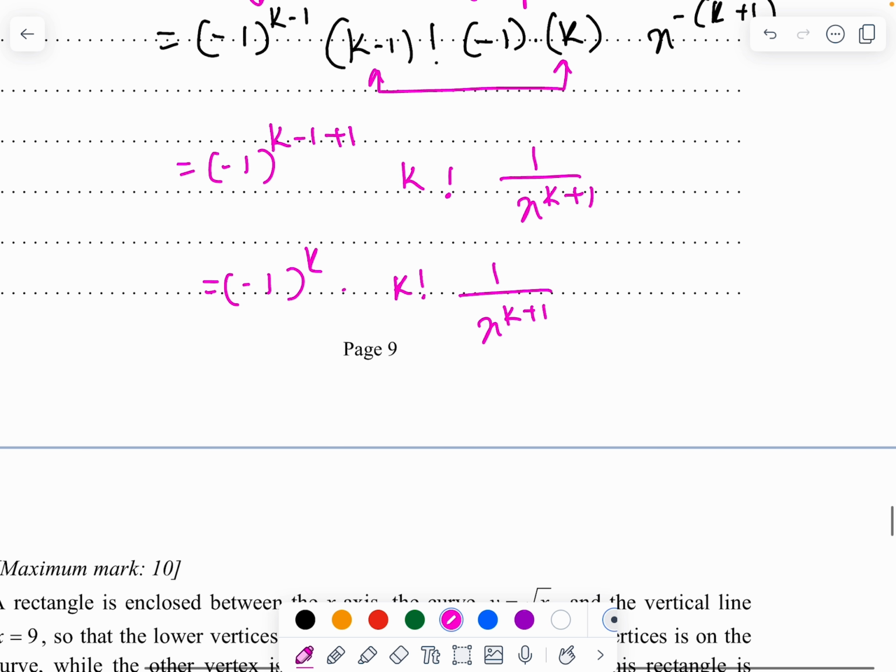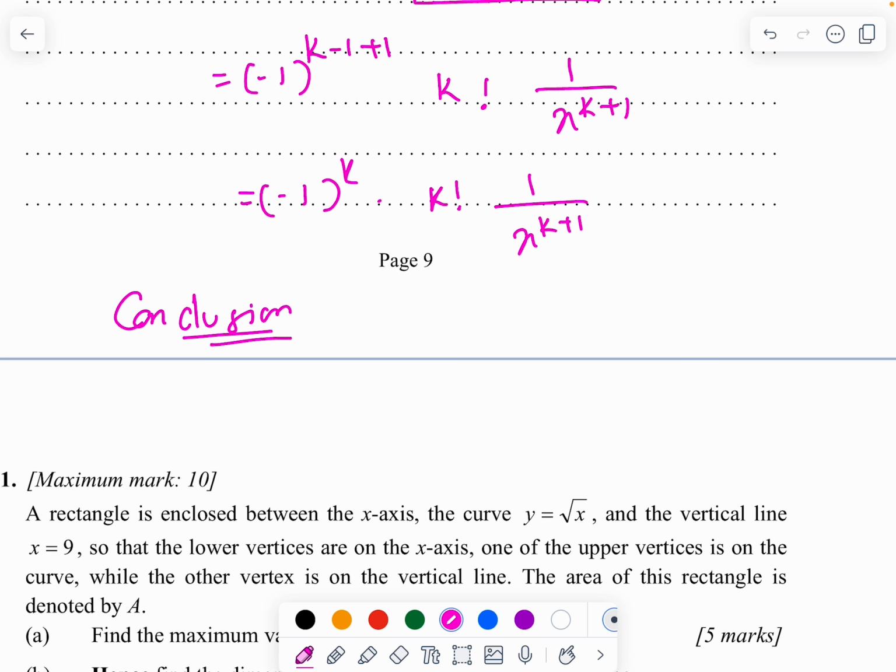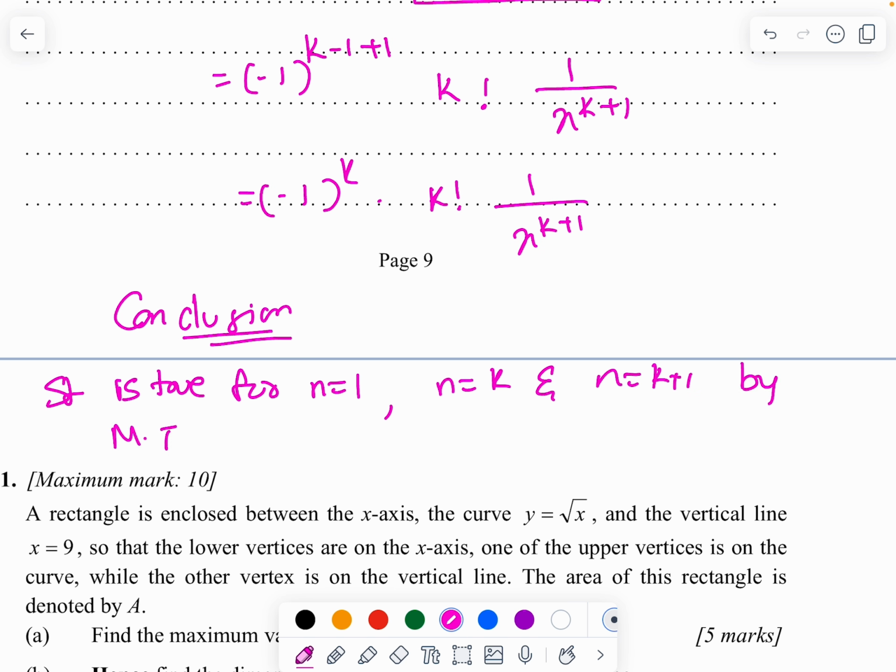So you can write out the final conclusion. Don't forget to write the conclusion. As it is true for n equals 1, n equals k, and it is true for n equals k plus 1, by the principle of mathematical induction, it is true for any n belonging to Z plus. The statement is true for n equals 1, n equals k, and n equals k plus 1. By mathematical induction, it is true for n belonging to Z plus.